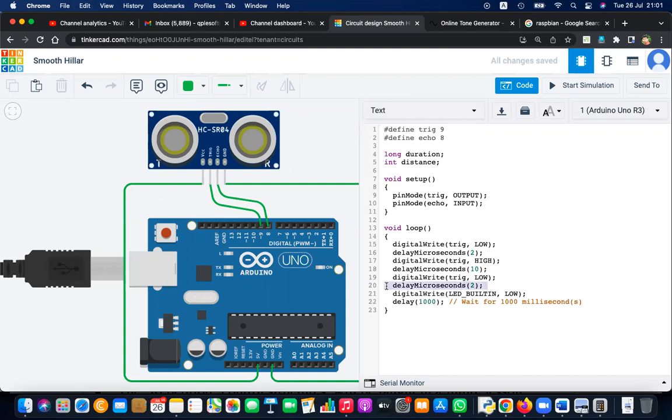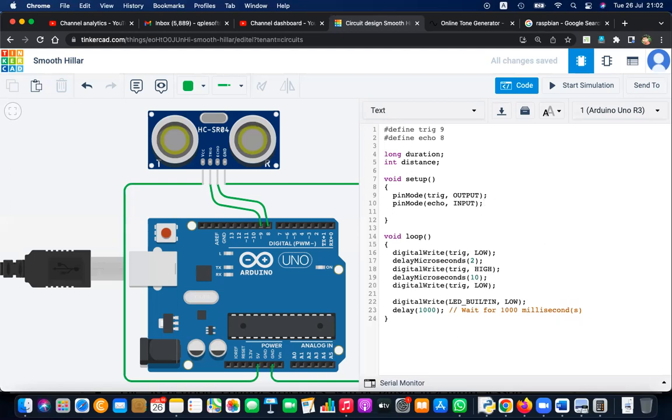Actually, what I'm doing here, I'm making it low, then sending high. I'm sending a small signal and then I'm again lowering that. This is sending a small ultrasonic wave, small ultrasonic wave. So that is what I'm doing here. Small wave is sent. Actually, you have to do something here, so let's use the serial monitor.